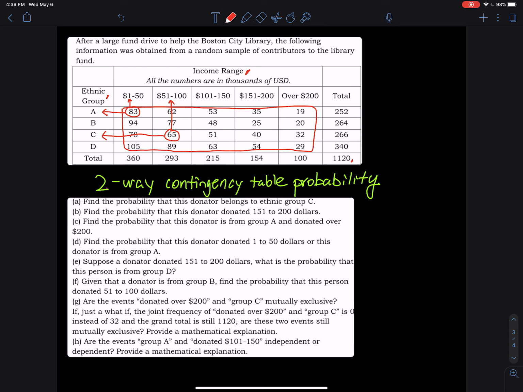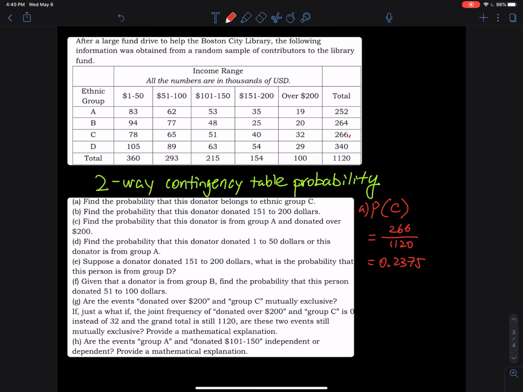So let's go ahead and read the problem. I'm going to clean up the table so that it is easier for you to read. The first one is: find the probability that we pick one donator randomly, and this donator belongs to ethnic group C. So A is the probability of group C. How do we do this? We take the sum of group C, which is 266 right here, divided by the grand total. So that is 266 divided by the grand total. In some situations, they might want you to approximate the probability and round your answer to four decimal places. So you simply take 266 divided by 1120, which equals 0.2375 exactly. Sometimes you do have to round.